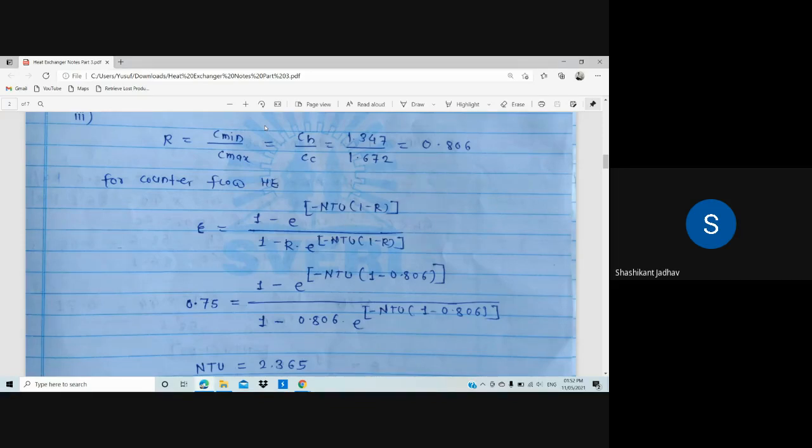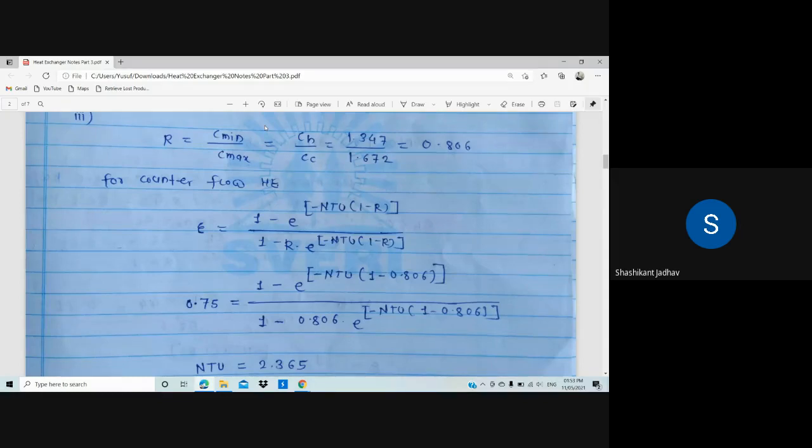Then we have to find out the value of NTU first, so that we can calculate the value of area. So how to calculate the value of NTU? For the counterflow exchanger, we have to use the equation of the effectiveness, and by using that equation, we have to calculate the value of NTU, and by using the NTU equation, we have to find out the value of area.